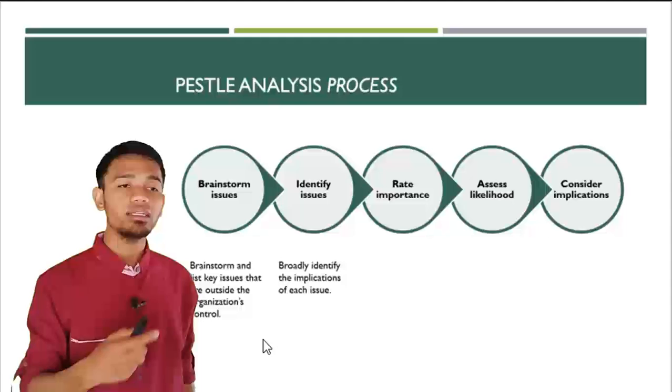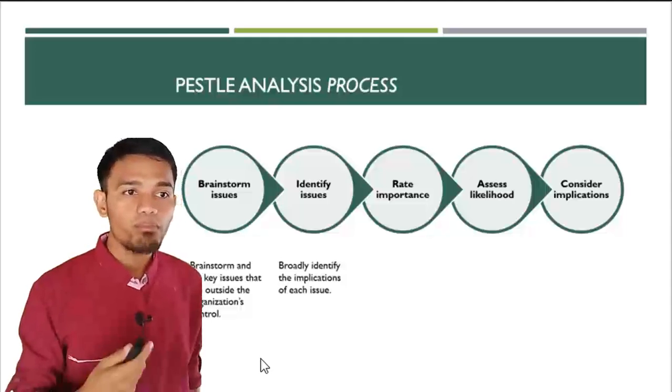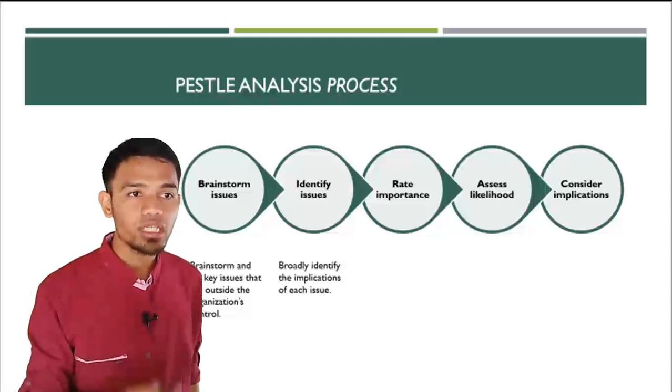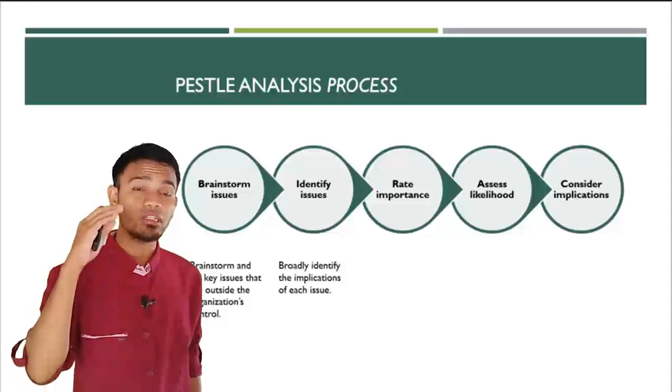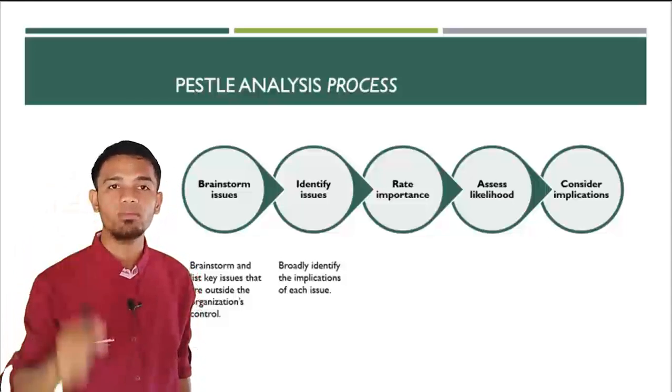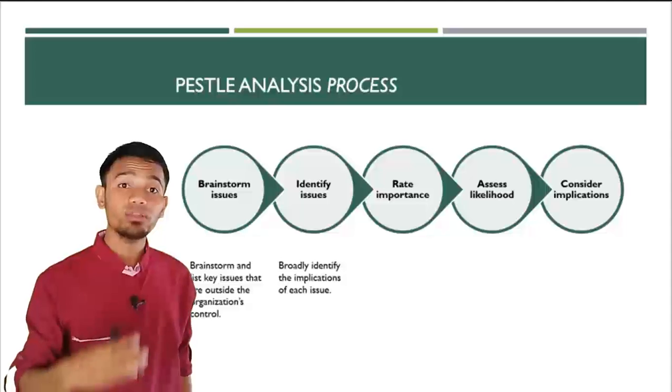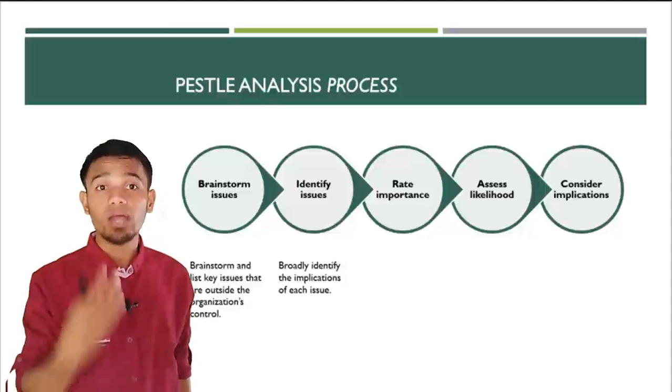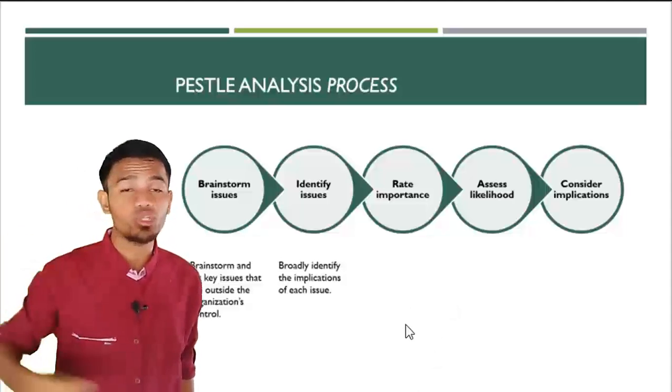The next one is identify the issue. Broadly identify the implication of each issue. For example, you have 10 issues related to these 6 key points. So you have to identify the implication to the company. What might happen to the company when this issue happens.